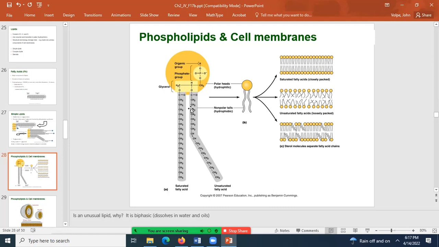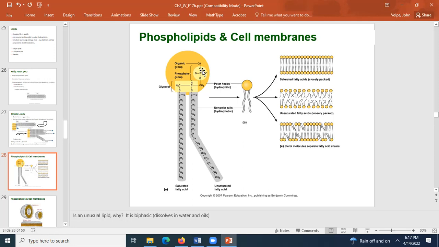So this molecule can dissolve in both oil or lipids, like cholesterol or fat, those would be solid lipids, but it can also dissolve in water because of the phosphate group. So this makes this molecule biphasic. It can dissolve in both water and oil. And there aren't too many molecules which are biphasic.